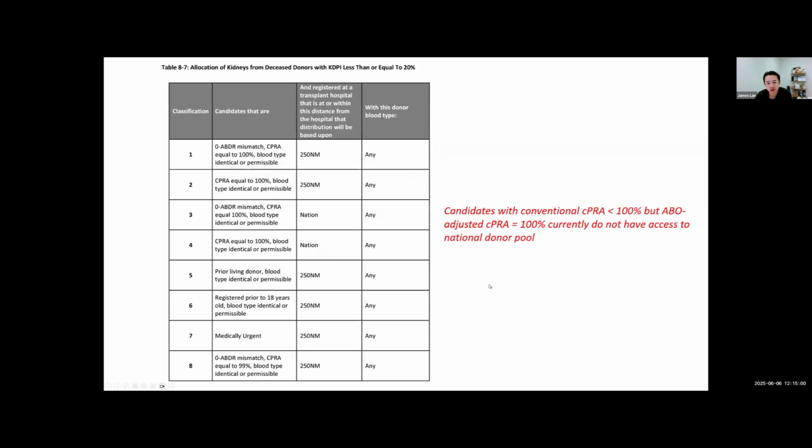Why do we care about this? It's because the allocation is based on their CPRA. So currently patients who are in the United States 100%, only those patients would have access to the national donor pool. Everyone else would be based on their own jurisdiction. And so even though it seems like a tiny percentage when we are doing the correction, it has a huge implication when it comes to their access to the donor pool.